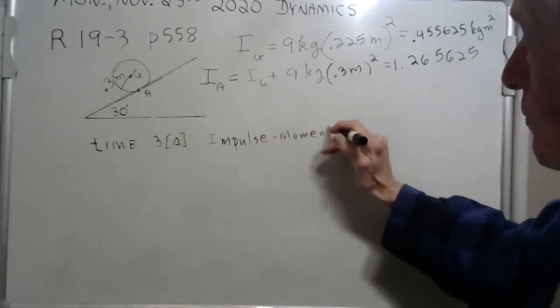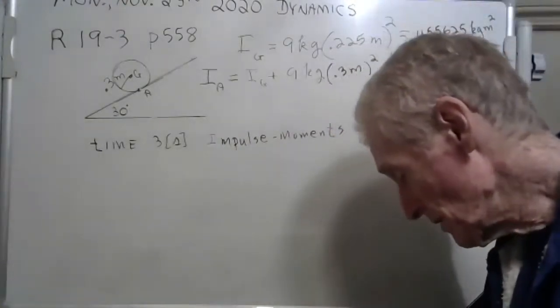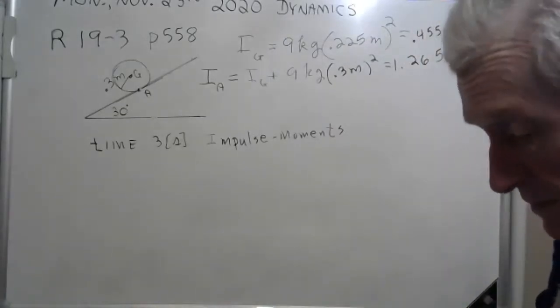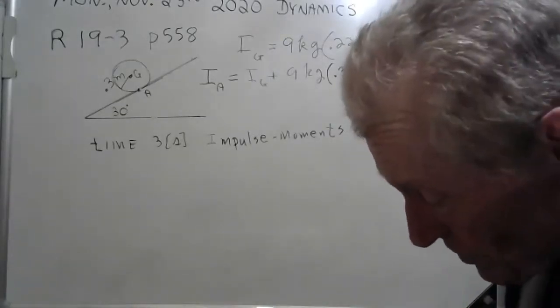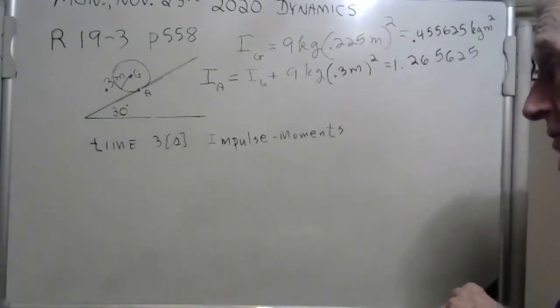Remember, we have 4 methods that we use in this class. And impulse momentum is our... well, actually, that's what this chapter is. This chapter 19 is the 4th method.